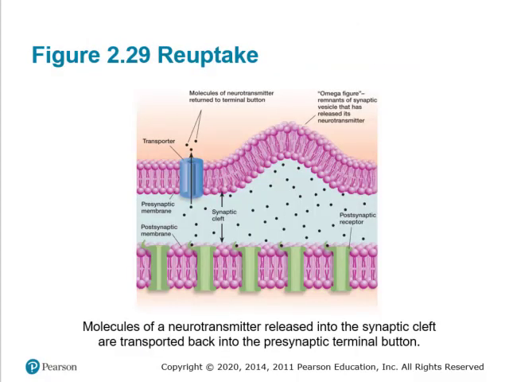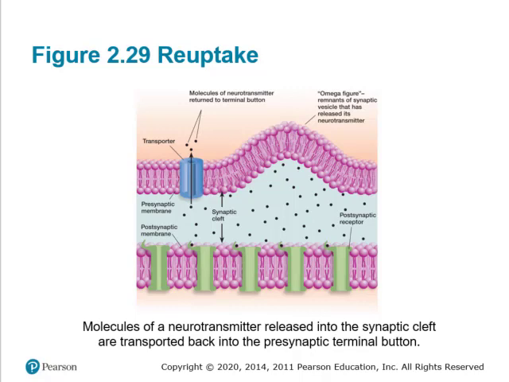And here in this illustration, you can see again two cell membranes, the presynaptic cell and the postsynaptic cell. At the top is the presynaptic neuron, at the bottom is the postsynaptic neuron. The presynaptic membrane at the top has a cylindrically shaped transporter on it. And following this transporter, the membrane makes a concave upward wave, right? And this is marked as an omega figure. And it's the remnants of a synaptic vesicle that has released its neurotransmitter.